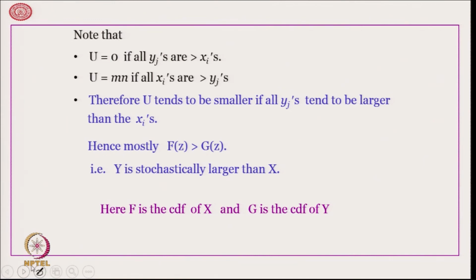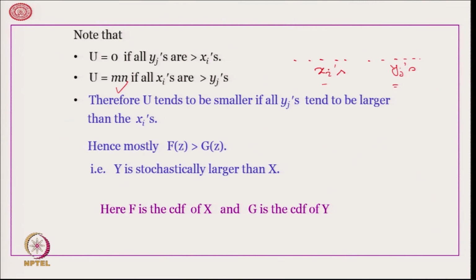That is pretty obvious, because if the x_i's are all less than the y_j's, then there is not a single instance when a y observation is less than an x observation. Therefore, the value of the summation is going to be 0. On the other hand, if all the x's are greater than all the y_j's, then for all the m times n pairs we will get a score of 1 and thus we shall get the value mn. Therefore, U tends to be smaller if all y_j's tend to be larger than the x_i's.